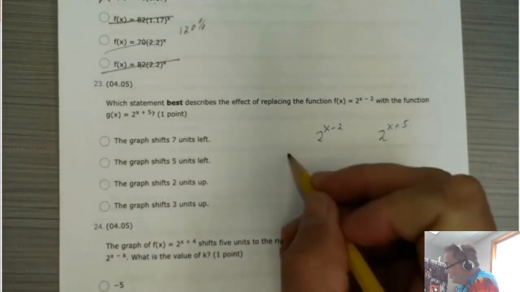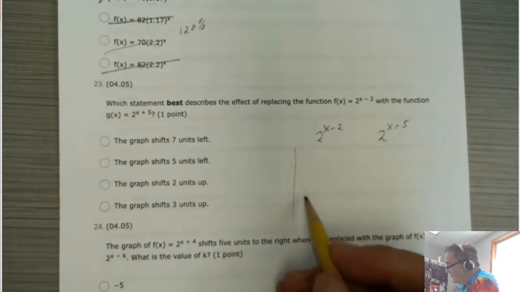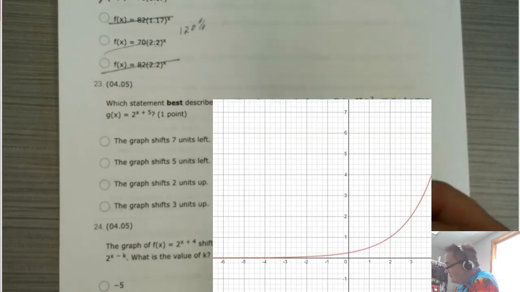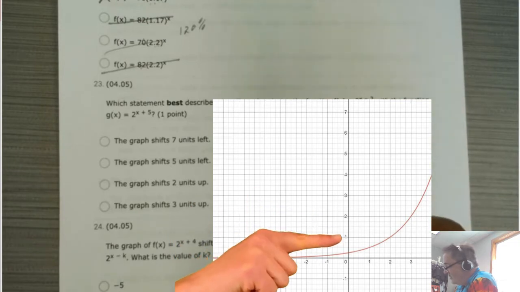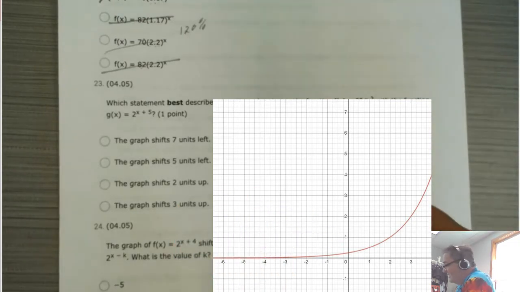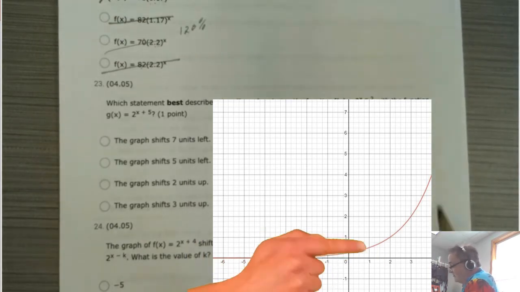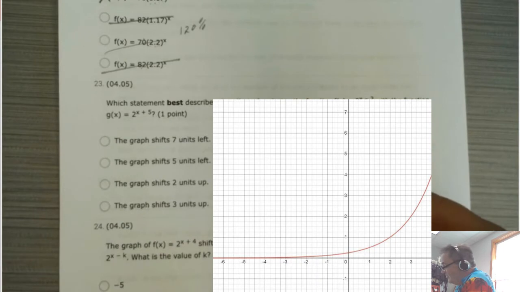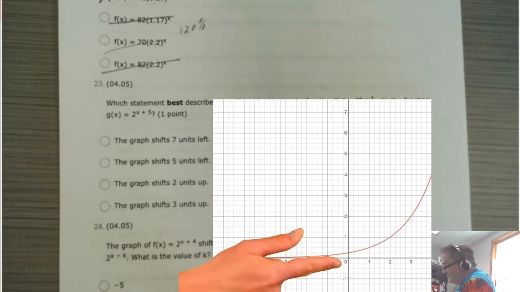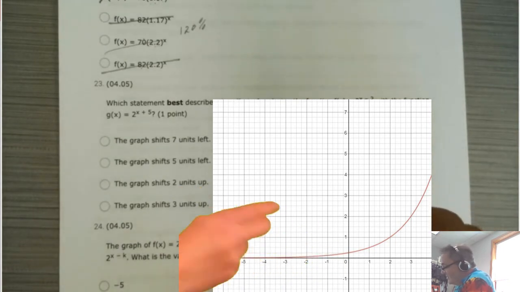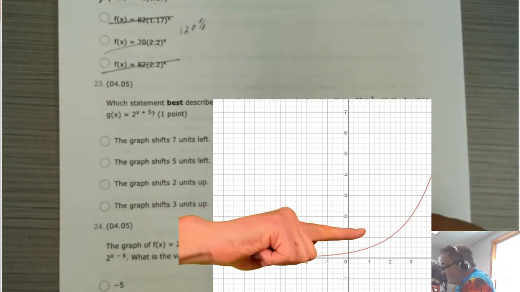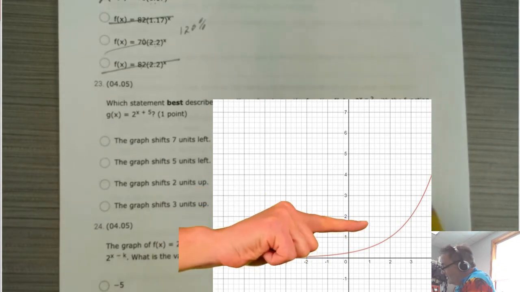Well, x minus 2, if we had a graph, 2 to the x would cross right there at 1. That would be the y-intercept. But the minus 2 is going to shift that. The 1 would be over here at x equals 2, because to get back to here, 2 minus 2 would put it back at 0. So this graph coming down would change over here instead.